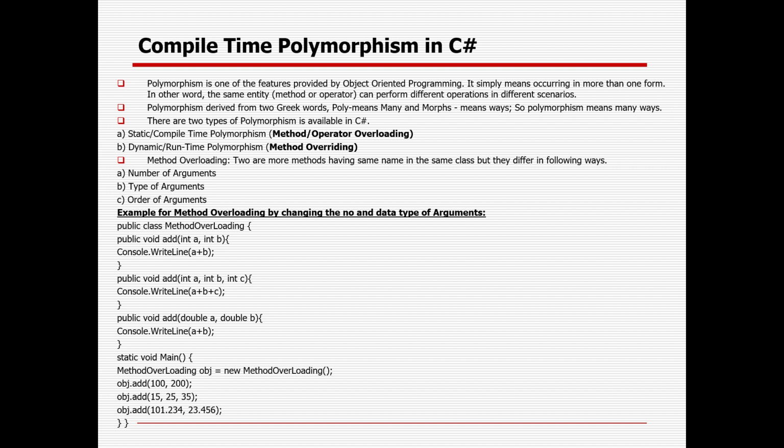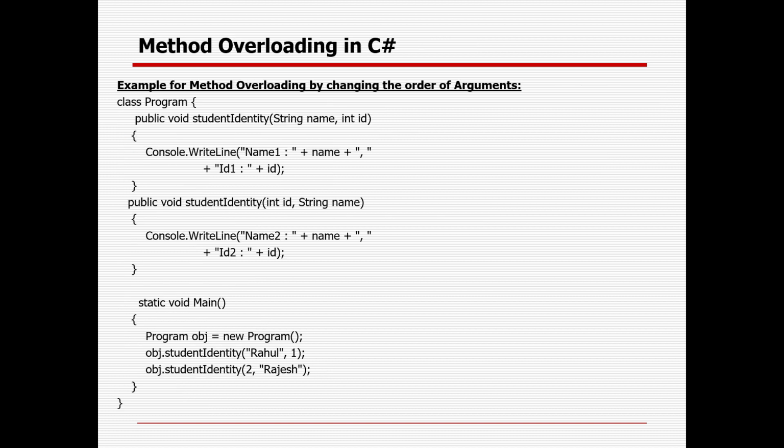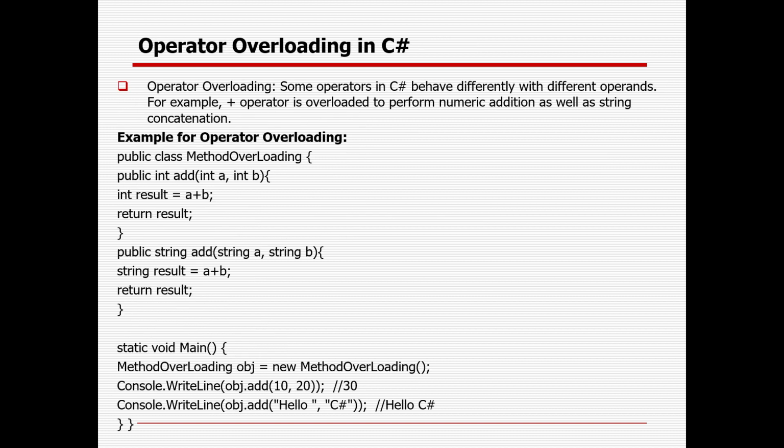So, polymorphism is nothing but many forms. The same thing can be treated in different ways based on the circumstances, based on the condition. There are two types of polymorphism. One is static or compile time, where you can have method or operator overloading. The other is dynamic or runtime, which is called method overriding. Method overloading will have the same method, but varying the number of arguments, the type of arguments, or the order of the arguments. So you can work on method overloading for functions, and operator overloading.